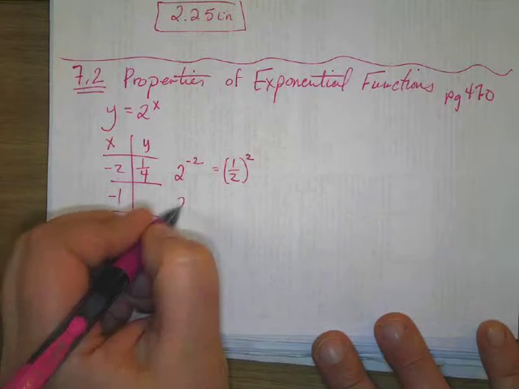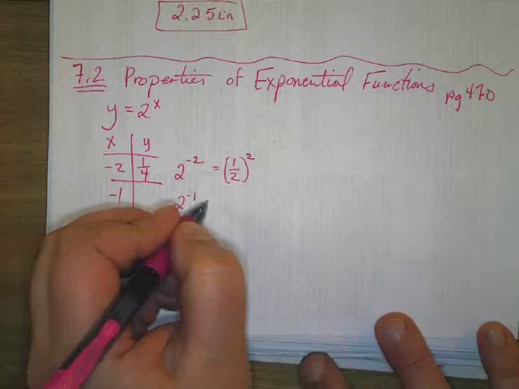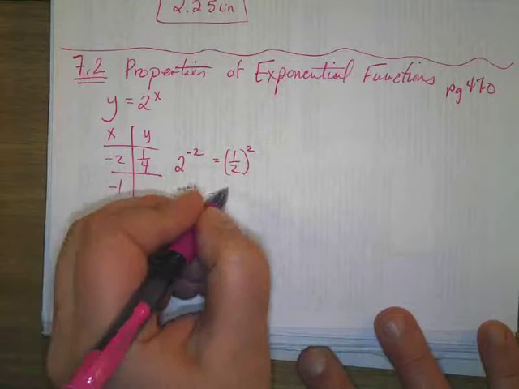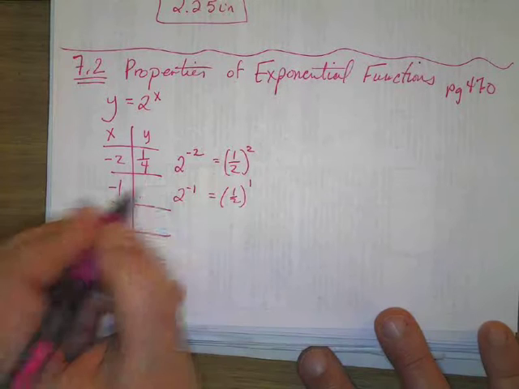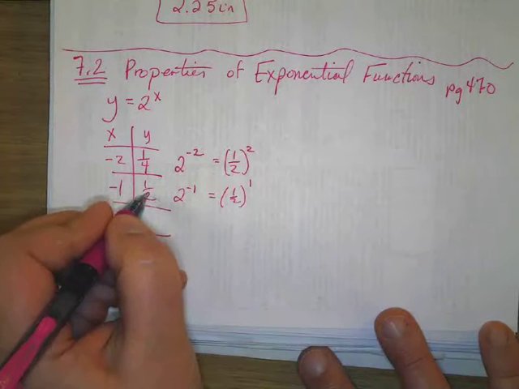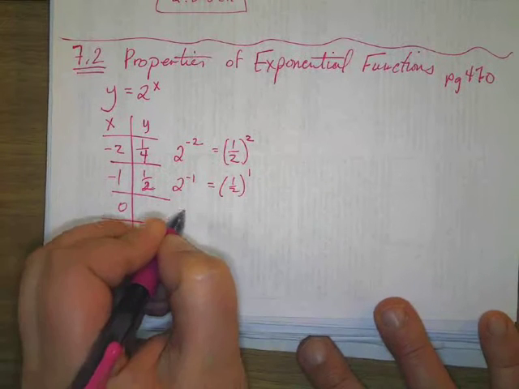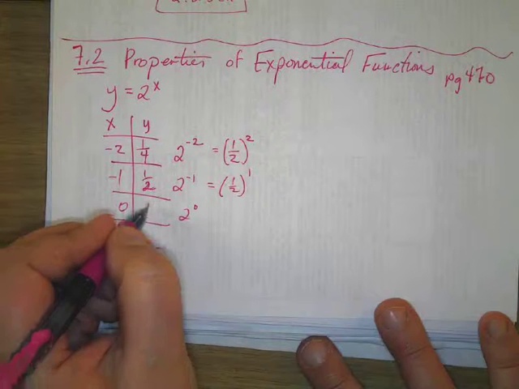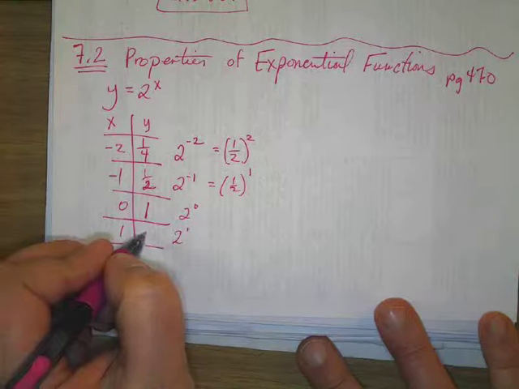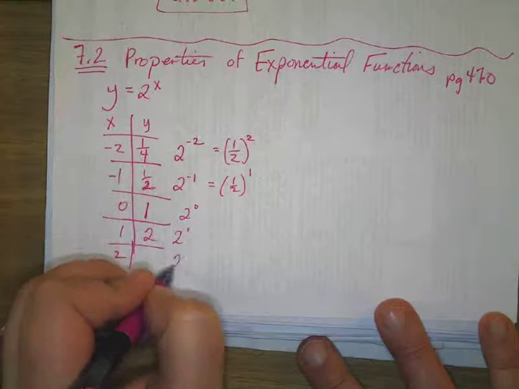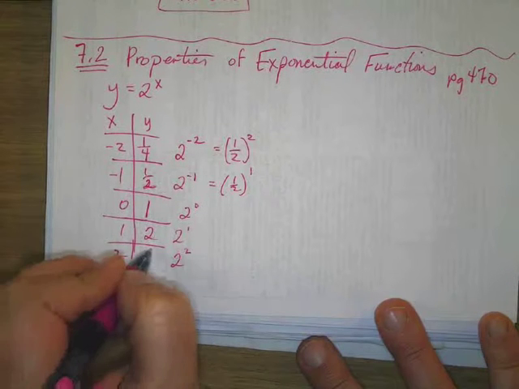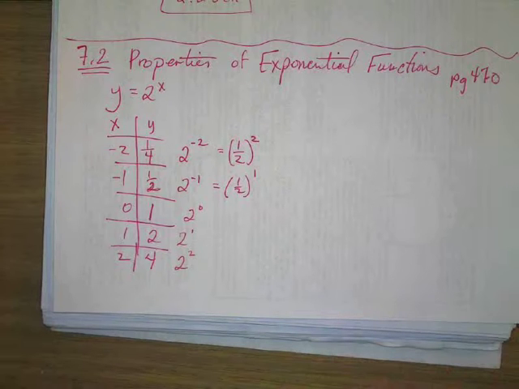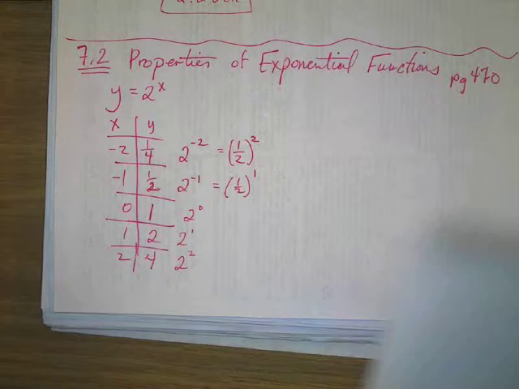And then we do the same thing with the -1 there. Got a negative in the exponent. What do we do? So it's 1/2 to the first power, which is just 1/2. 2 to the 0? 1. 2 to the first power? 2. 2 to the second power? 4. So, can we plot that? Can we graph that and see what it looks like? Okay, so let's do it.